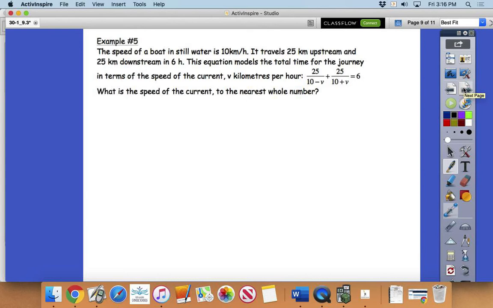Example number 5. The speed of a boat in still water is 10 kilometers per hour. It travels 25 kilometers upstream and 25 kilometers downstream in 6 hours. This equation models the total time for the journey in terms of the speed of the current. So V, velocity, or V kilometers per hour, is represented by this equation. What is the speed of the current to the nearest whole number? They want us to solve for V.